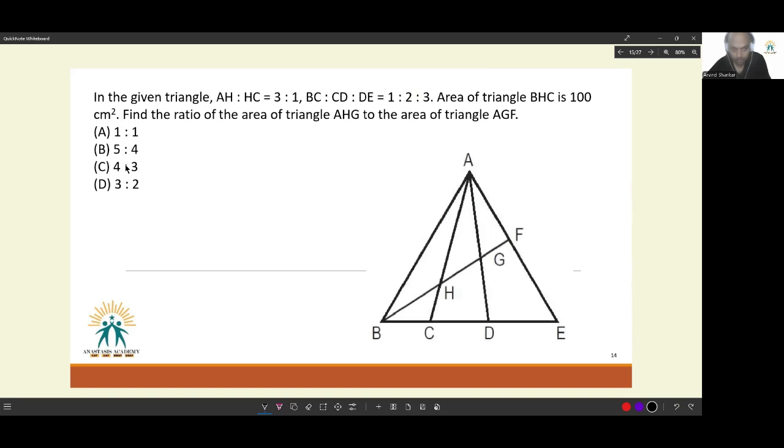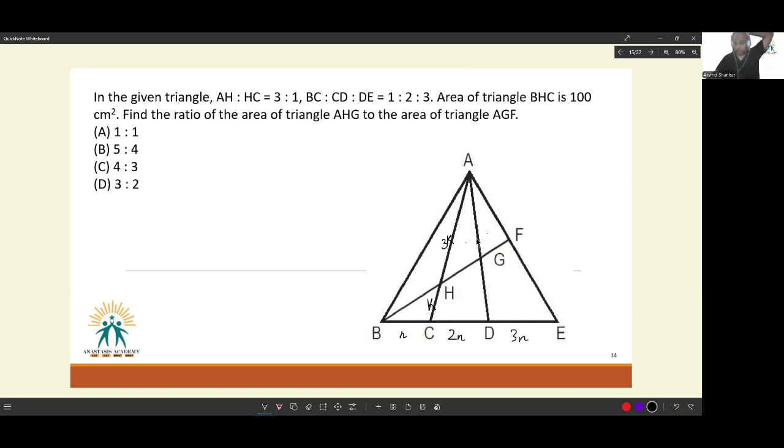Okay. Now in the given triangle, AH is to HC is 3 is to 1. This is 3K. This is K. And BC is to CD is to DE is 1 is to 2 is to 3. This is N. This is 2N. This is 3N. Area of triangle BHC is 100 centimeter square. Find the ratio of area of AHG to the area of triangle AGH. We need the area of these two triangles.